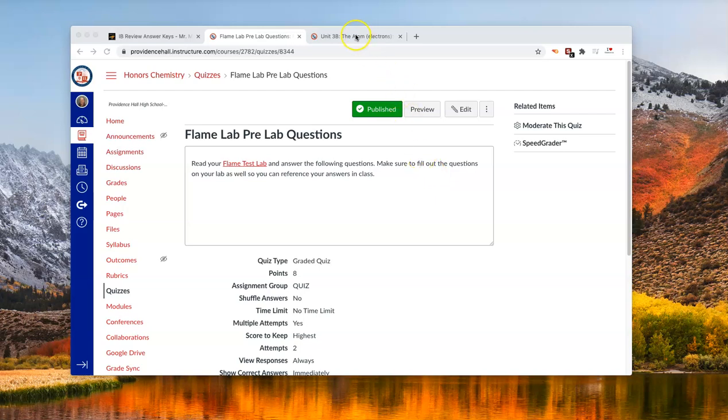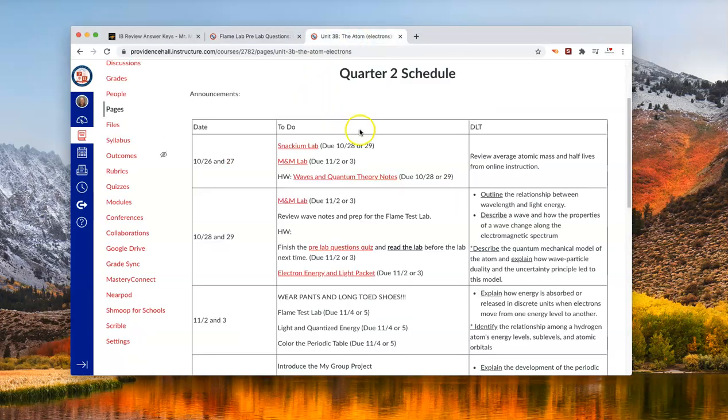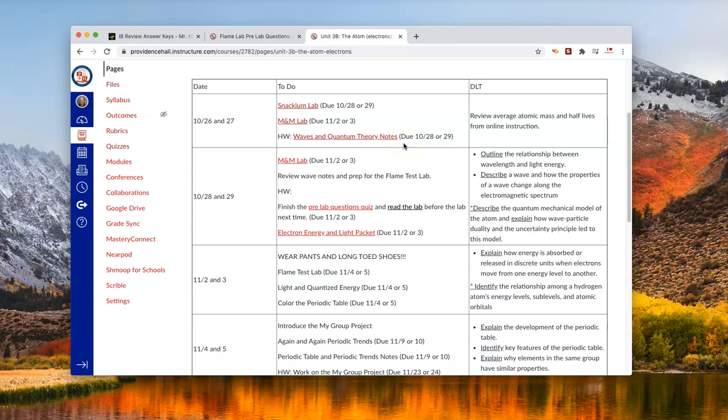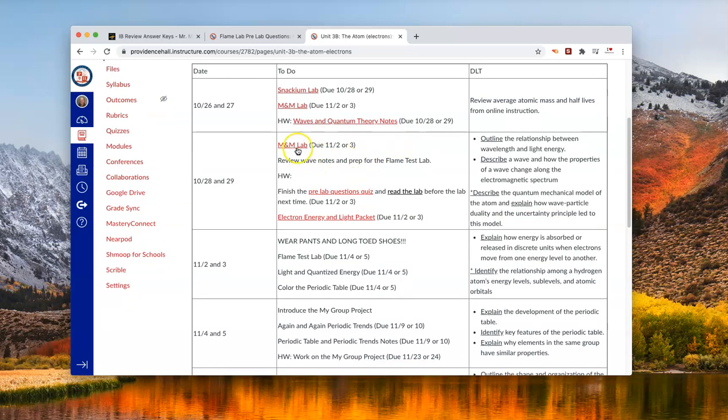People. Okay, so you guys are familiar with the home page. Today we are doing the M&M lab.